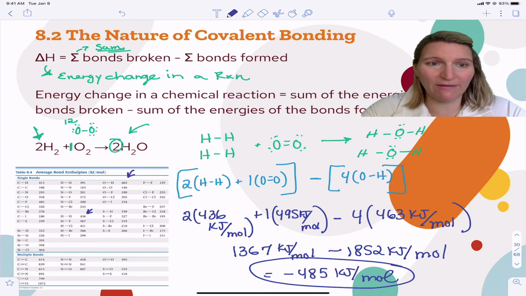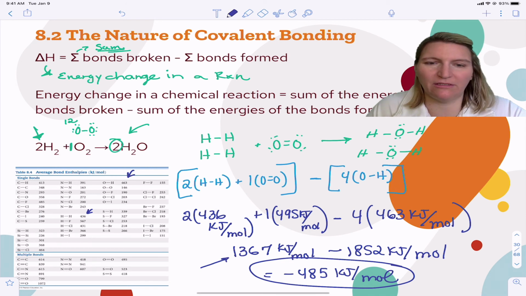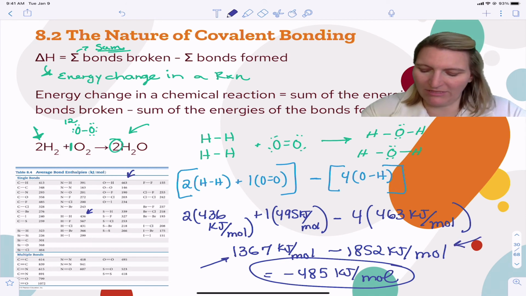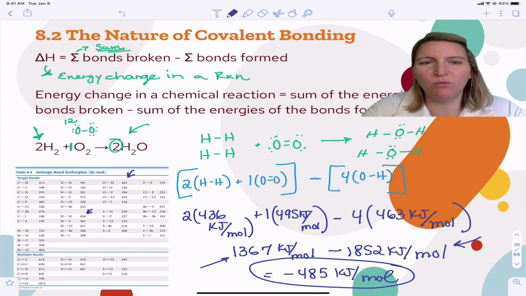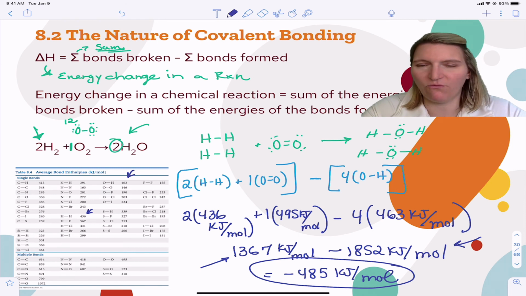Okay, so I looked on the table and I substituted in the values, then I multiplied. So the total bonds broken is this 1367 number, kilojoules per mole. The total bonds made was 1852, right? It's bonds broken minus bonds formed. So when I do the subtraction there, I get a negative number, negative 485 kilojoules per mole.